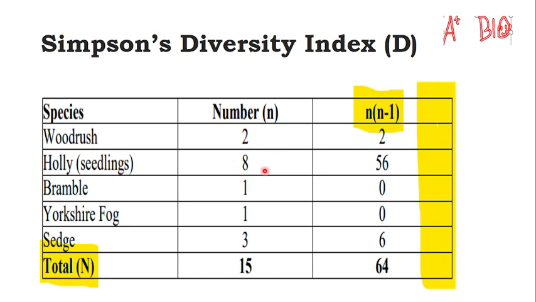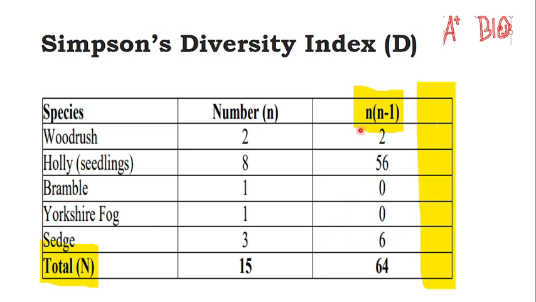So now how will you calculate here for Hori? You will take n minus 1. n minus 1 is 7. Now 7 times 8 is 56. Very good. Now for bramble, we are going to take n minus 1. n, which is 1. 1 minus 1 is 0. 0 times 1 is 0. Now for this one also, we will repeat the same. n minus 1, which is 1 minus 1 is 0. 0 times 1, 0. Now for this one, you will take n minus 1, which is 3 minus 1, 2. 2 times 3, 6.